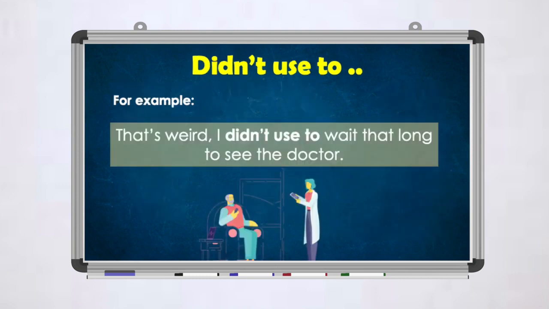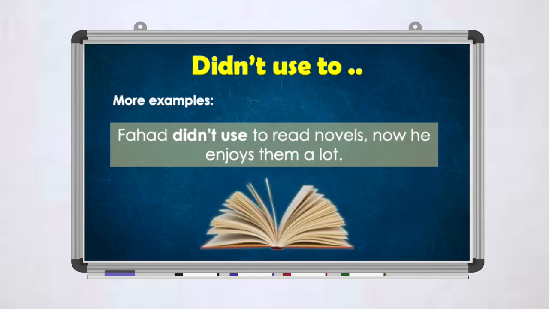Let's take an example. That's weird. I didn't use to wait that long to see the doctor. Fahad didn't use to read novels. Now he enjoys them. So remember, if you're adding "didn't," remember not to add "ed" at the end. You will not use "used to." You will use "use to" by itself.